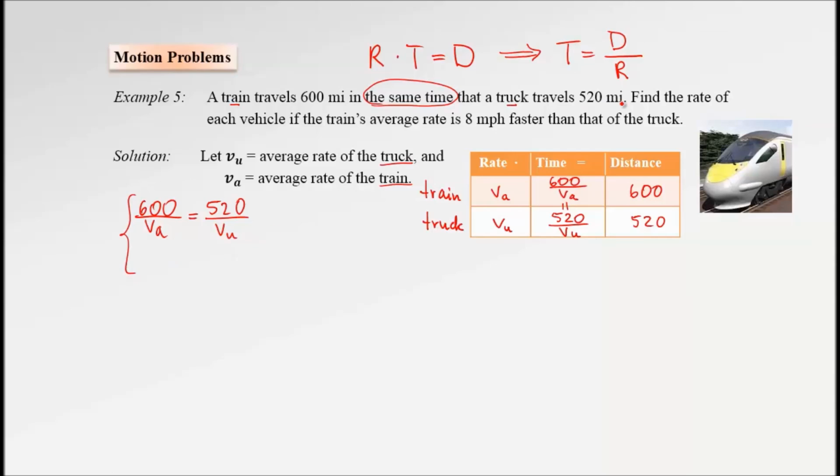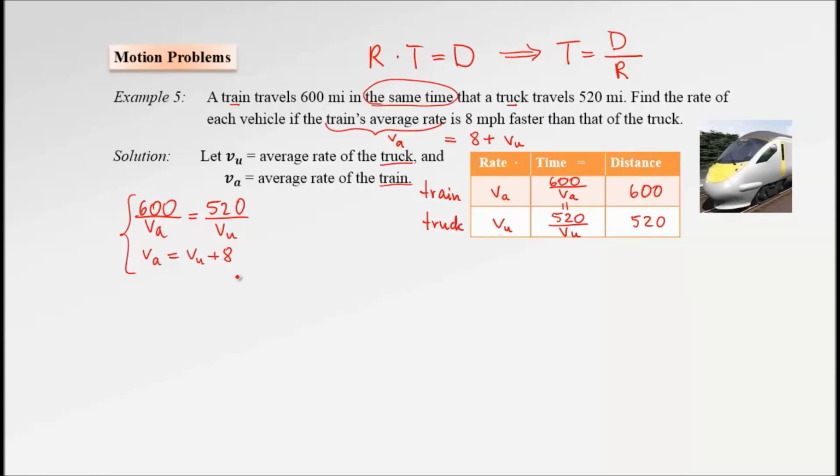What would it be? Well, let's read the second sentence. Find the rate of each vehicle if the train's average rate is 8 miles per hour faster than that of the truck. So the train's average rate is VA. And this is equal, 8 faster, that means 8 plus, than that of the truck, than the average rate of the truck. So the average rate of the truck is VU. Okay, so we just translated words into the equation. Let's write it down here. VA equals, and I can start with VU first maybe, VU plus 8.